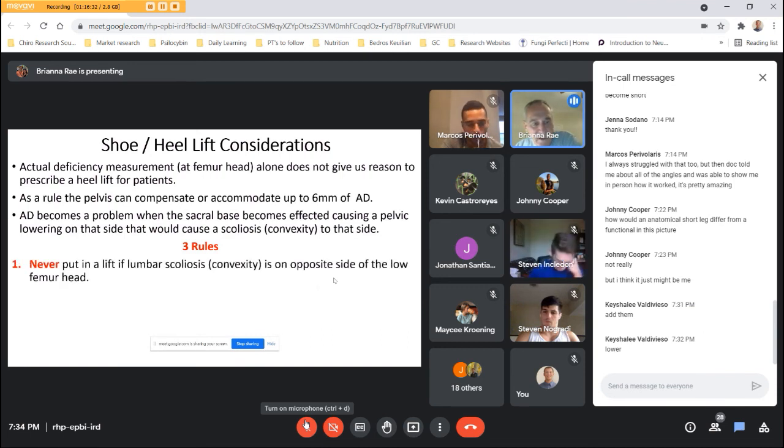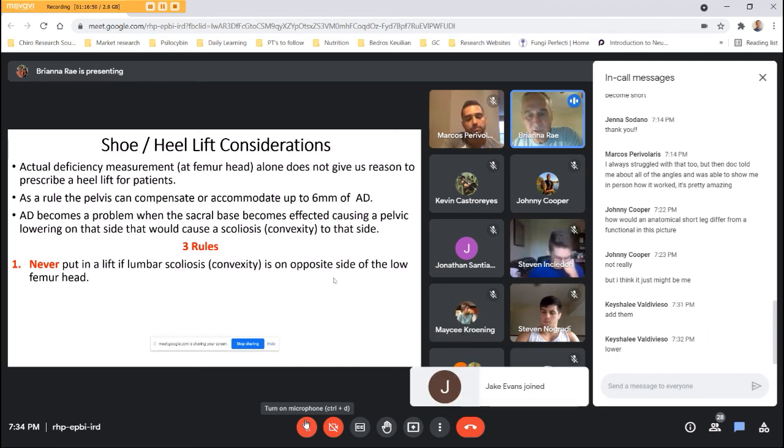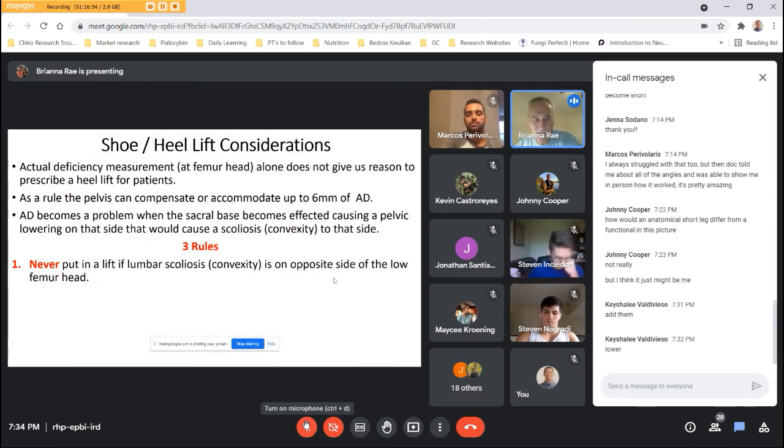So number one, never put in a lift if the lumbar scoliosis convexity is on the opposite side of the low femur head. So if you had a short right leg, but the convexity of the scoliosis is on the left, you wouldn't want to put a lift in the right shoe. It'd make the scoliosis worse on the left.